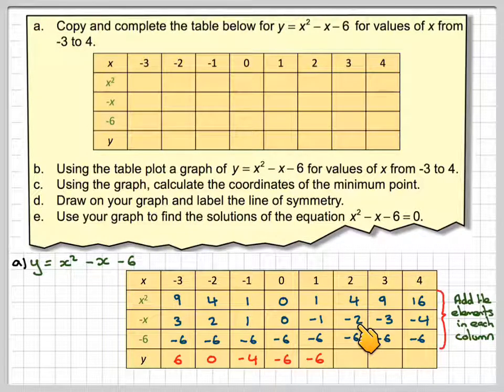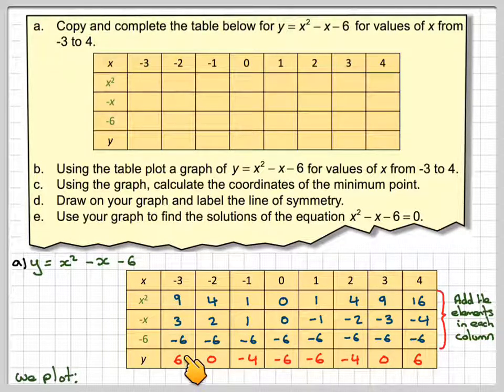4 plus minus 2 is 2, 2 minus 6 is minus 4. 9 minus 3 is 6, 6 minus 6 is 0. 16 minus 4 is 12, take away another 6, we get 6. Notice that there is some symmetry here. So we now plot the points.